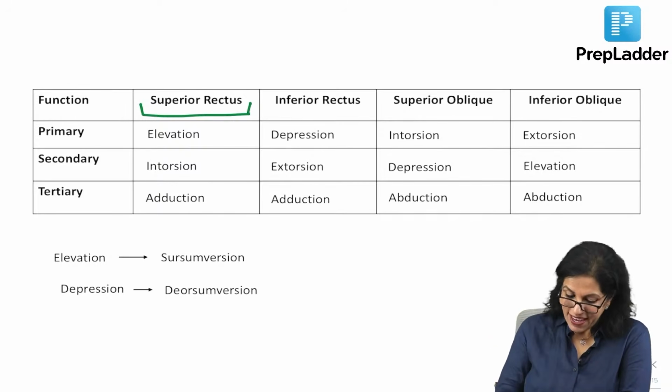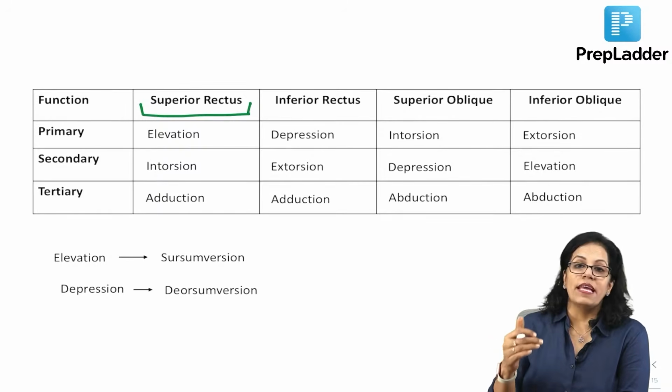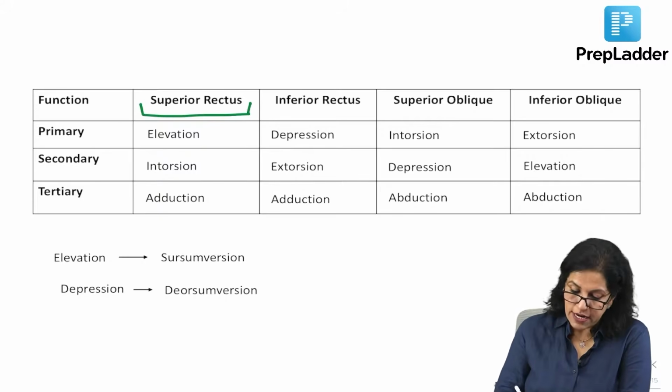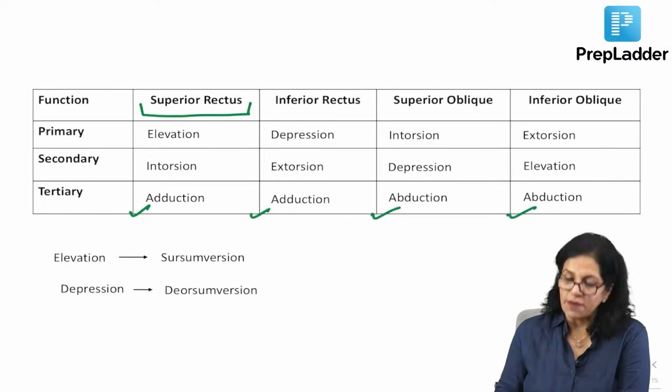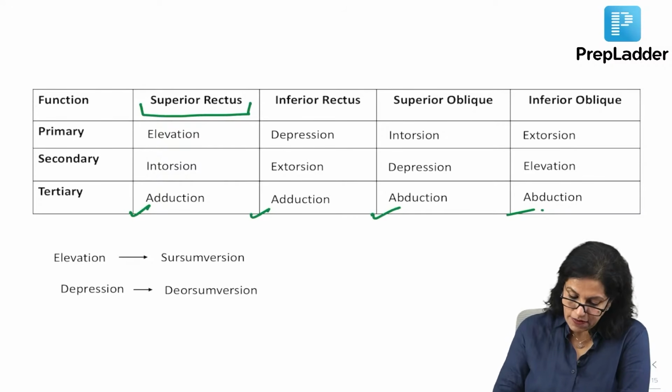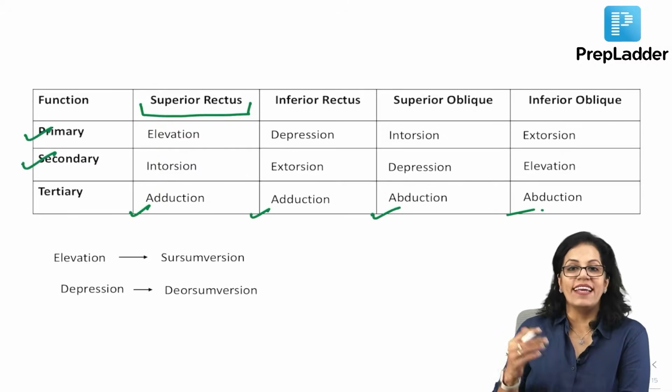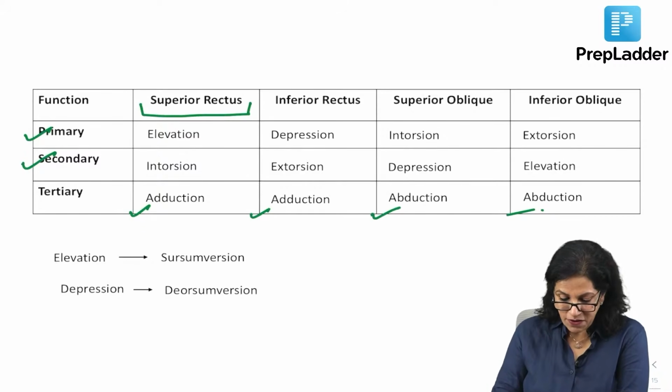This is enough. So if it is mainly a tertiary action and recti are adductors, therefore here we write adduction, and obliques are abductors, abduction. And then of course it becomes very easy. Superior rectus: elevation is primary, and secondary would be, superiors are what? Intorsion. Similarly for inferior rectus, it becomes the opposite. What will it be for inferior rectus?